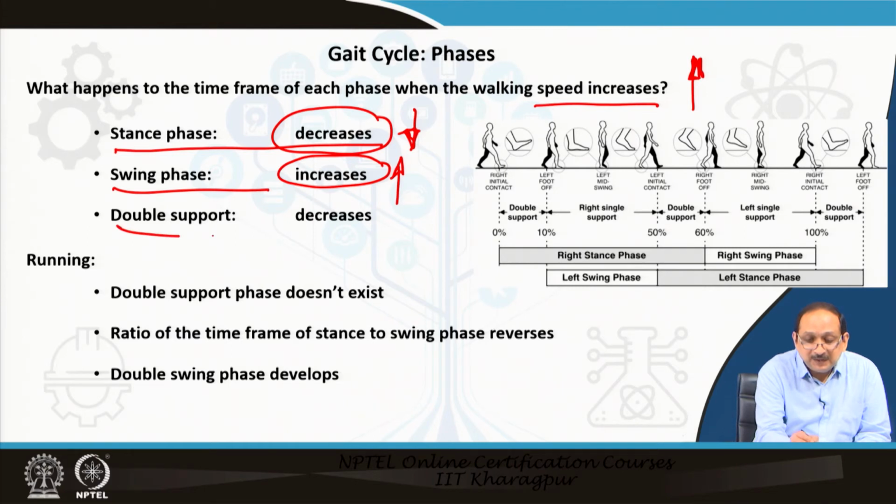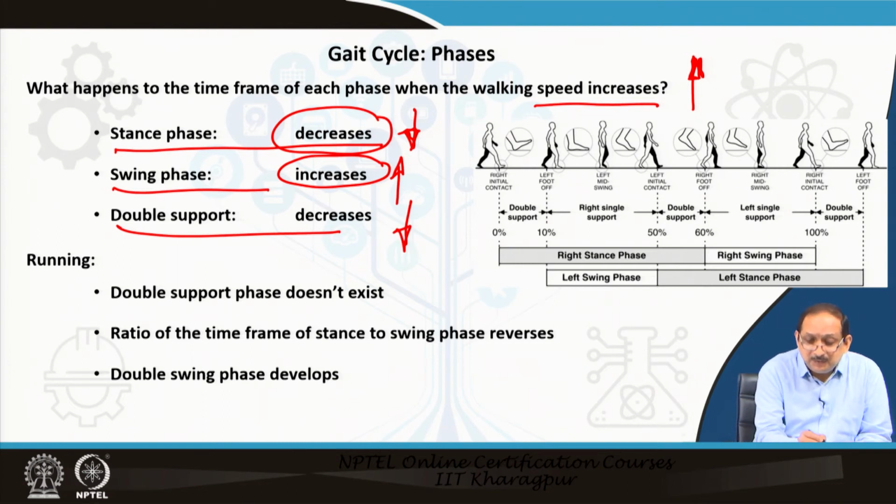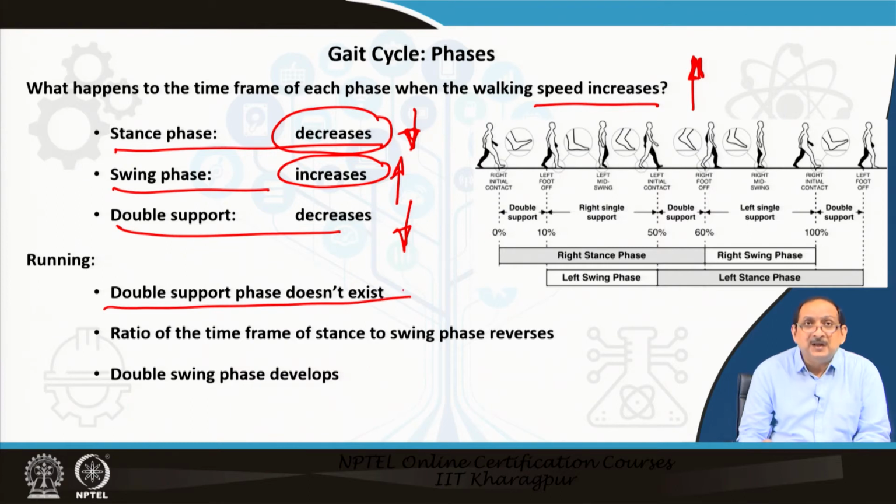The double support phase actually has to decrease because the speed is increasing. Running, as compared to normal gait, is slightly different. The double support phase does not exist in running because you don't need to have the 2 feet always on the ground. Therefore, the double support phase is not existing in case of running.